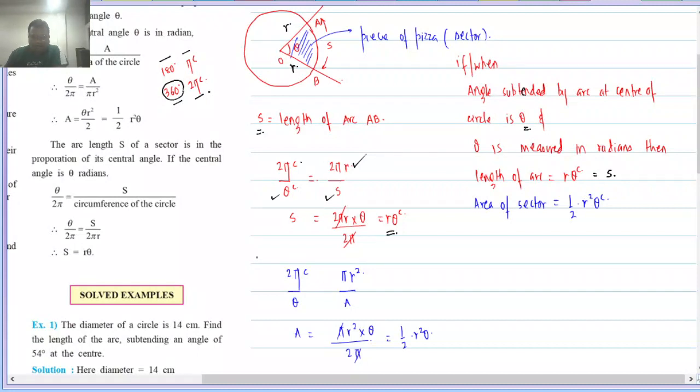Now, when the angle subtended by the circle at the center of the circle is 2 pi, the area of the circle is pi r square. 2 pi is, remember, 360 degrees. Why? Because pi radians is 180 degrees. So when the angle subtended is 2 pi, then area is pi r square. If the angle subtended is theta, then what is A? This is the area of sector.